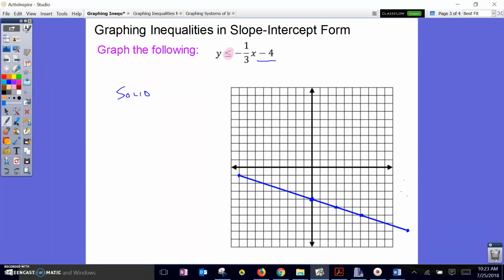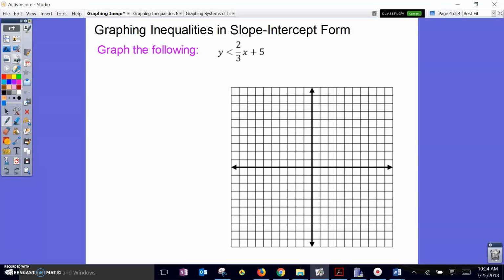And now, my inequality sign is a less than or equal to, so I want to shade below the line. I can go to any point on the line, and if I go down from that point, that shows me what side I want my shading to be on. So I'm going to shade down here. And there's my graph of y is less than or equal to negative 1/3 x minus 4. By the way, you don't need to draw that little arrow showing which side is below and which side is above. I just do that to make it a little easier for you to see in these videos.